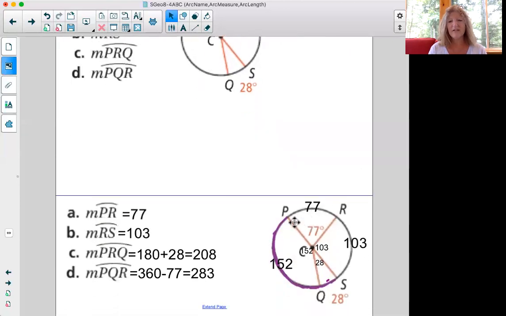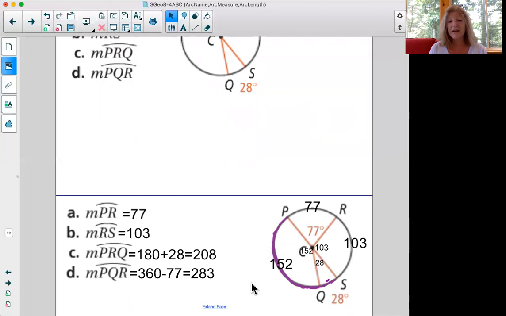The central angle is congruent to the measurement of the arc that's being cut. Here we have a semicircle, so to get RS, we would do 180 minus that 77. And here we see that if this arc is 28, this angle is 28. And if we wanted to find the remaining arc PQ, we see the whole semicircle is 180, so 180 minus this 28 would give us the answer.